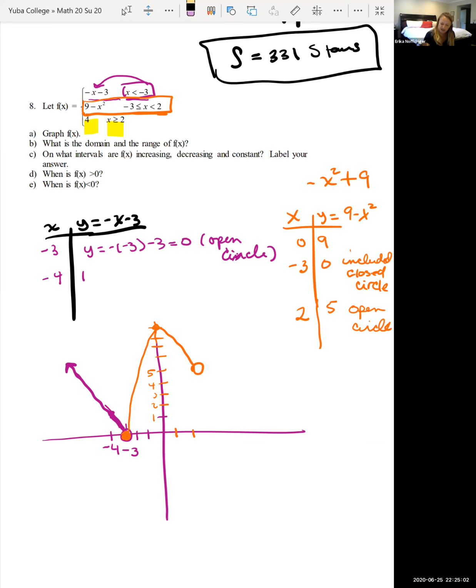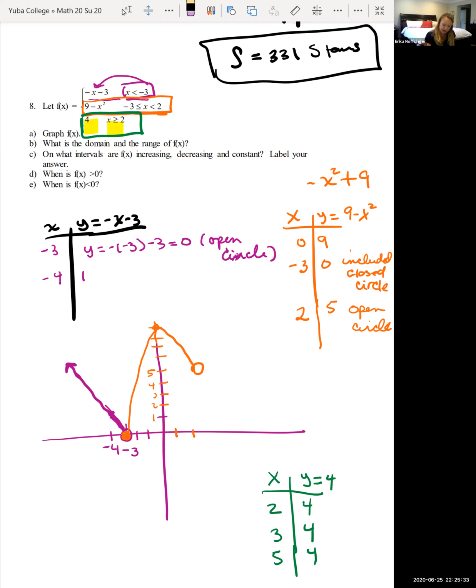So I have one more piece that I need to graph, and that is f of x equals 4, for everything bigger than or equal to 2. So at 2, I get 4. At 3, I get 4. At 5, I get 4. Any number I plug in, I get 4.